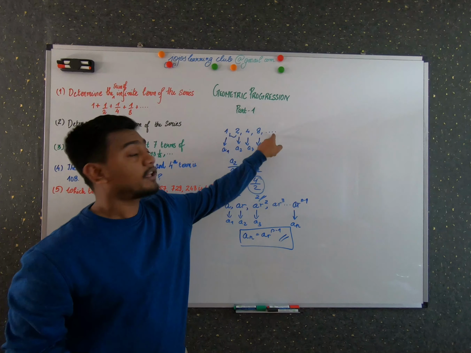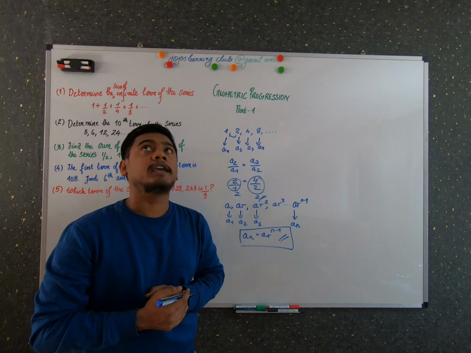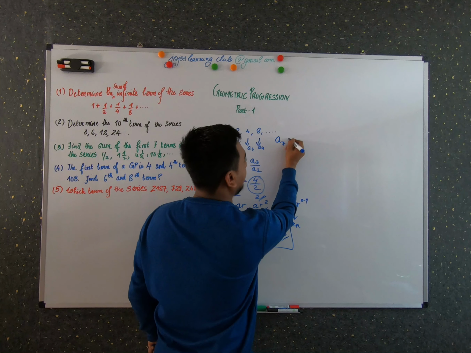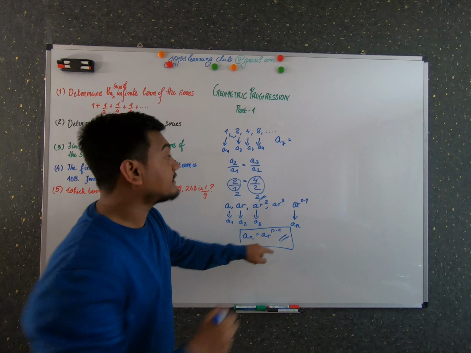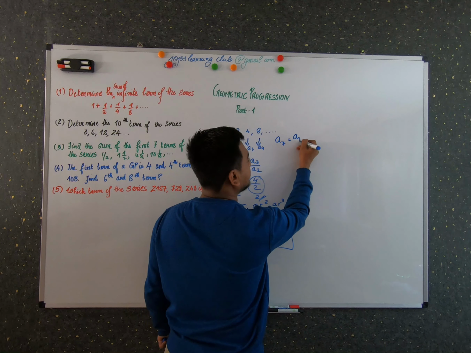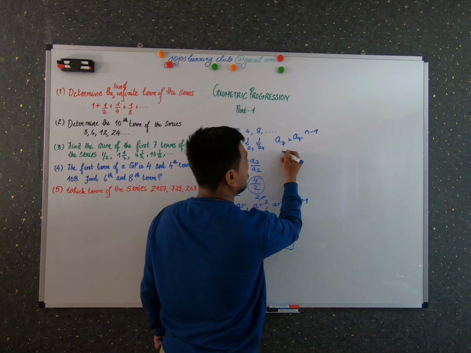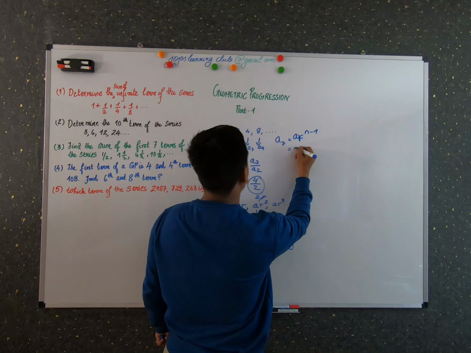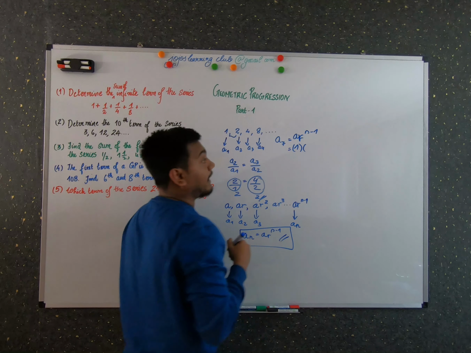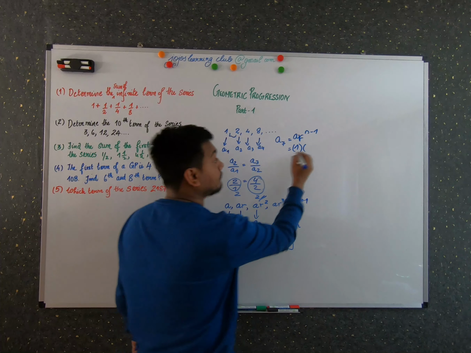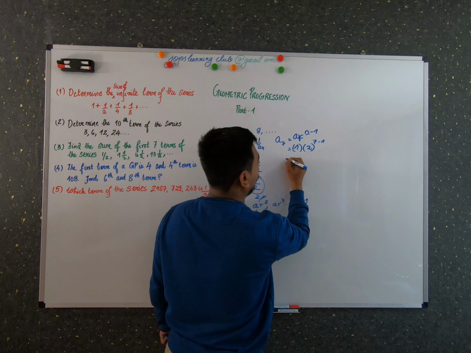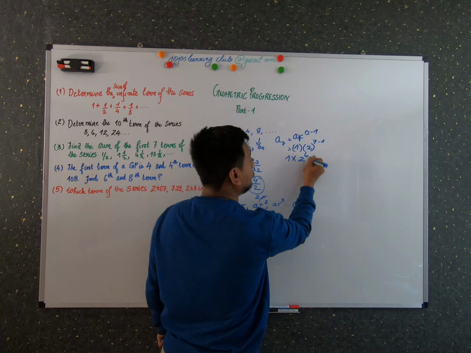Okay, now for this sequence let's find the seventh term. So I want to find A7. Just apply the formula: AR raised to n minus 1. You know the value of A already; A is given as 1. What is the value of R? It is 2. And what is the value of n? 7, so n minus 1 is 6. So 1 into 2 raised to 6.